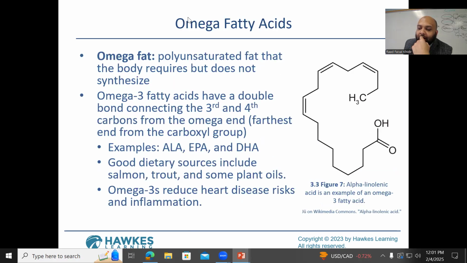We have omega fats. Omega fats are polyunsaturated fats that the body requires but does not synthesize. These are polyunsaturated. So omega-3 fats in the fish have a double bond connecting the third and the fourth carbons from the omega end. That's the farthest end from the carboxyl group. That's the carboxyl group. That's the omega group. These are good dietary sources like salmon and plant oils.